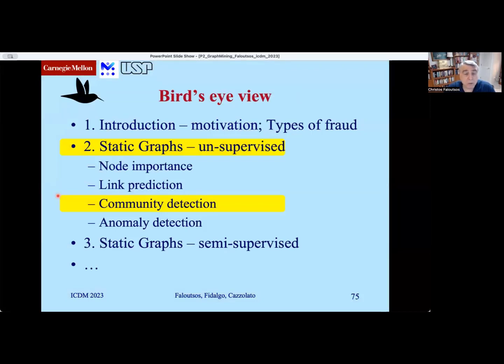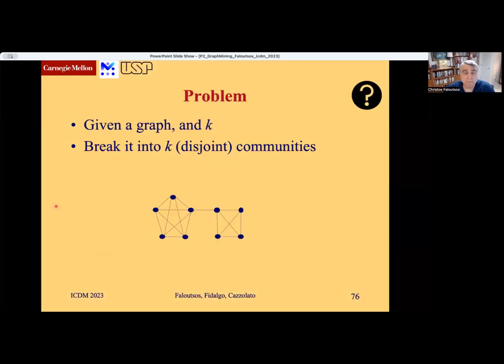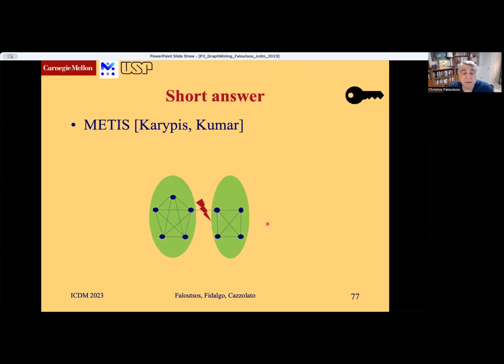And now we will move to the next topic. How do we do community detection in a static graph? So the problem, orange background with a question mark, right? The problem is we're given a graph. The user wants us to create K communities. How can we write code to do that? In this toy example, the ideal algorithm should zap this edge, and we come up with 2 communities.